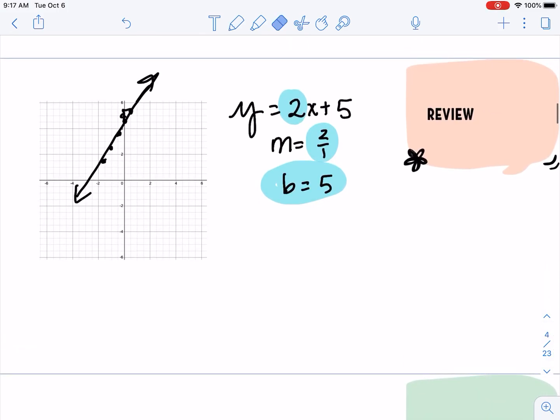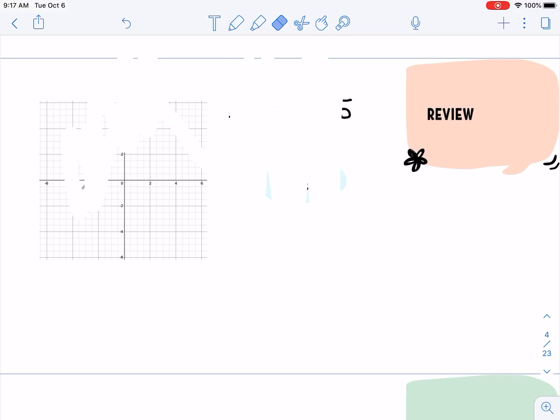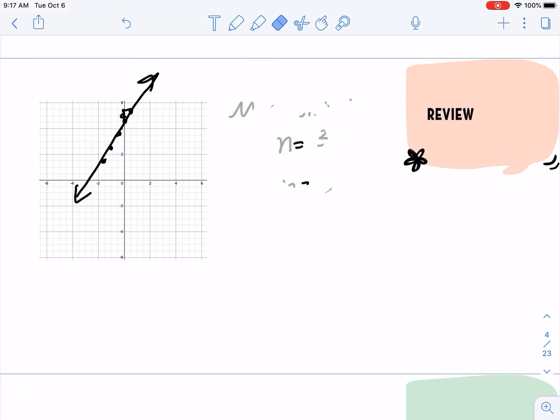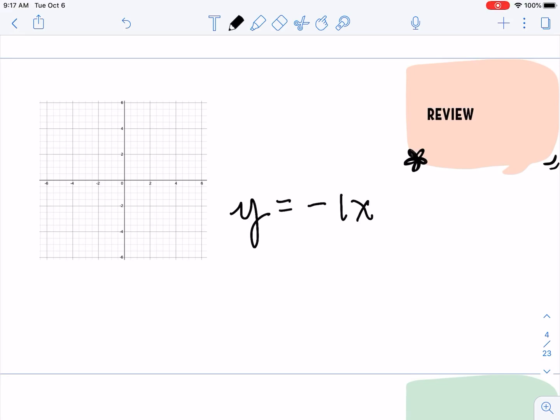I'm just going to get rid of all of this stuff right now so we can do another problem. Okay, let's say we're going to try a negative slope this time. y equals negative 1x, let's just do that, plus 0. Now, you might see this written y equals negative x. And that means that there's a little invisible 1 right there and a little invisible 0 right there. And that can make it tricky to decide what m is and what b is. But if you rewrite it like this, then it's right there for you.